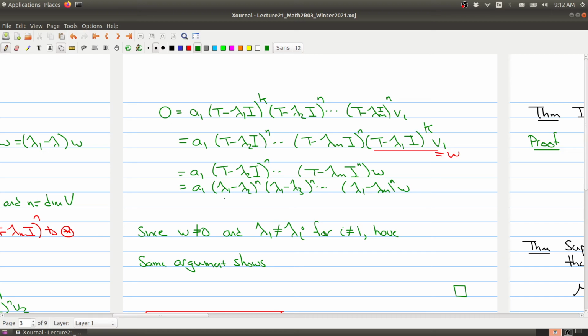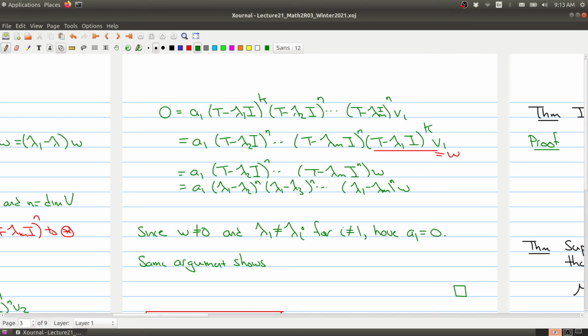Okay. Now all of our eigenvalues are distinct. So just to recap, what we have here is that the zero vector is a1 times these constants times the vector w. And w isn't the zero vector. And what we know is each of the eigenvalues are distinct, so each of these terms is not the zero number for each i. So we have to have that a1 is equal to 0.